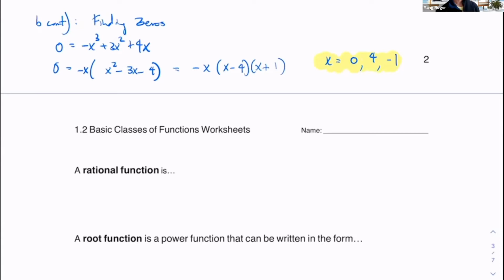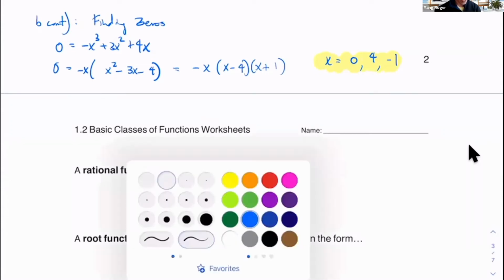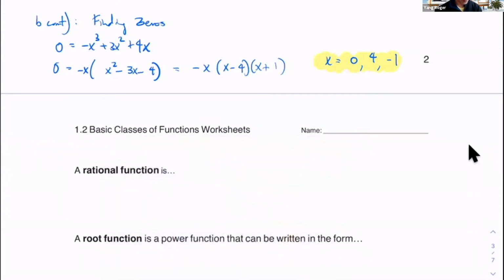The third class of function we want to study is something called a rational function. Does anyone know what a rational function is? There's a natural progression to each of these functions, I feel like. Any thoughts? A rational function is a polynomial divided by a polynomial.